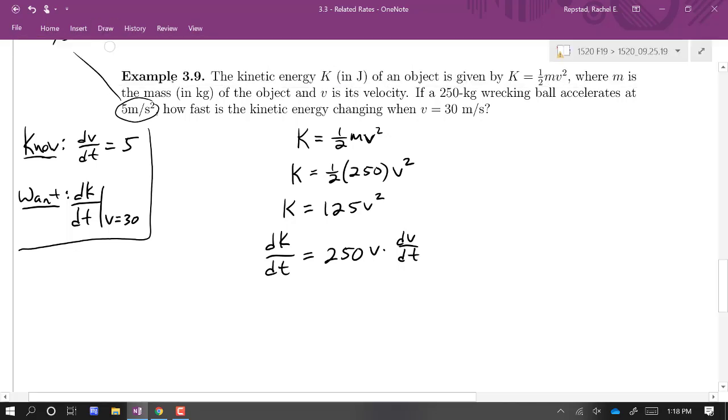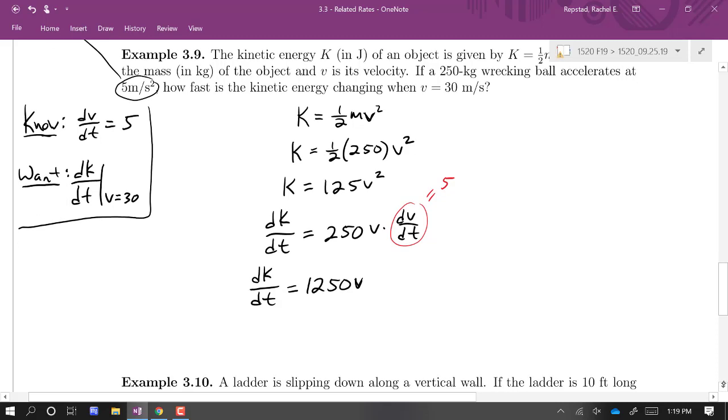So dv/dt is equal to 5. I'm just going to plug that in first. 5 times 250 is equal to 1250. So now I've got dK/dt as a function of v, and let's just plug in v equals 30. That gives 37,500.